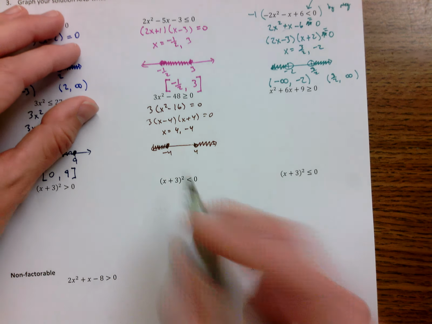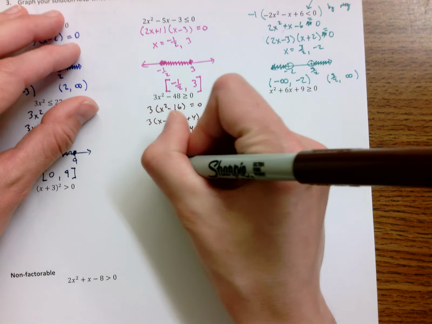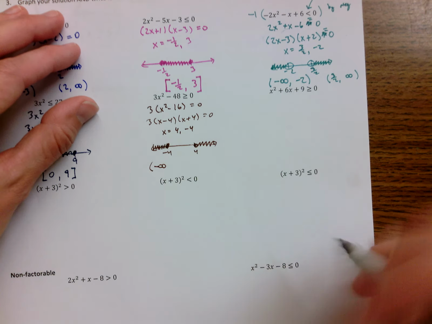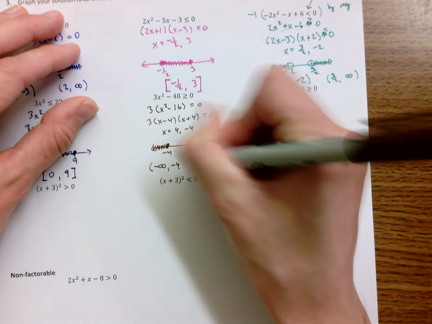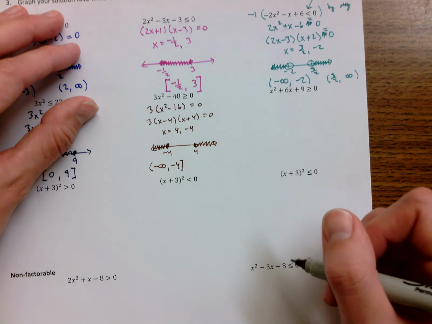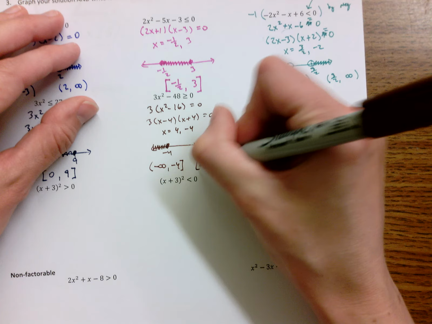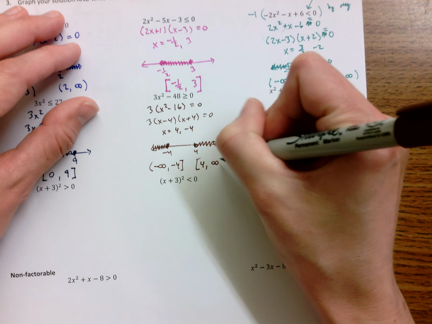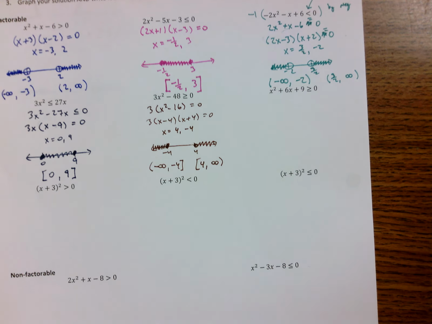Okay, so then for my interval notation, negative infinity always gets a parenthesis. We're going up to negative 4, which gets a bracket because it's included. And on this side, we're going from 4 to positive infinity, which always gets a parenthesis.